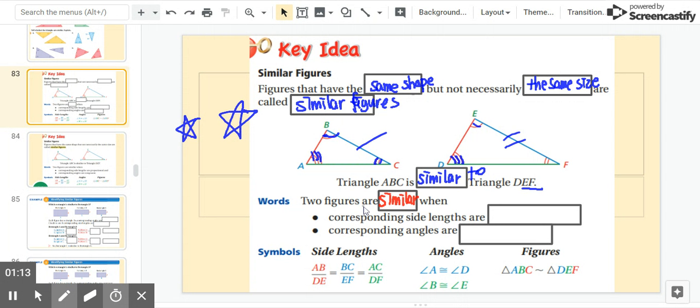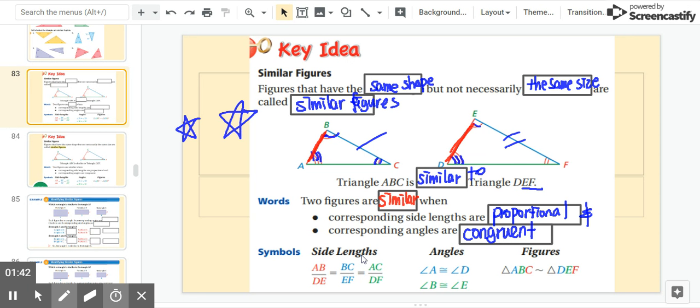So two figures are similar when corresponding sides, which means AB corresponds to DE, right, and they are in the same direction, AC and DF, corresponding side lengths are proportional. And corresponding angles are congruent, same, equal.